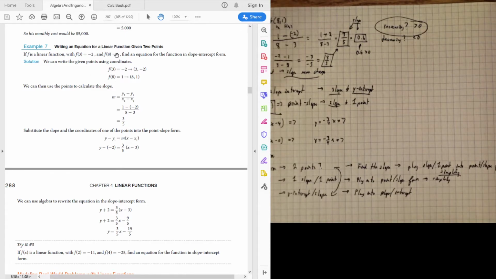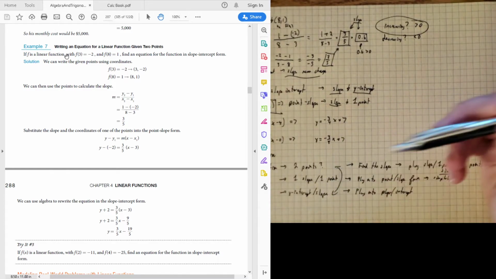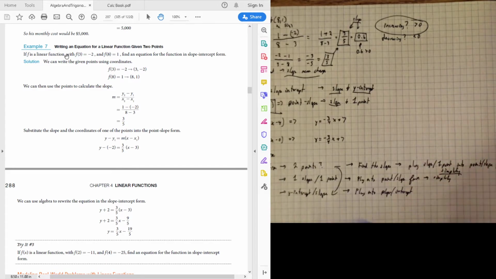Now, this is my favorite one, and one that for some reason every year poses the most questions. Example 7 is the single best example in this assignment because of what it says right down here. This is an interpretation. It says f of 3 equals negative 2 and f of 8 equals 1. Find an equation for the function in slope-intercept form. They have not given us a picture, nor have they given us points. It would seem that none of the options we have here are available. But it turns out they did give us points.